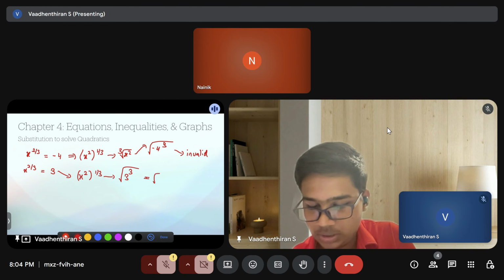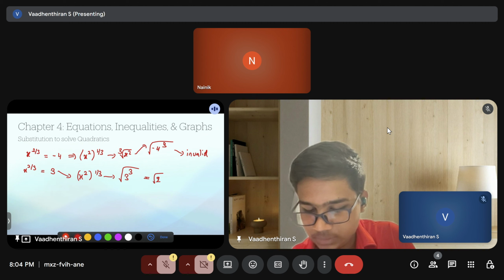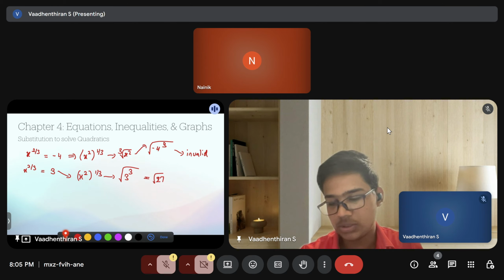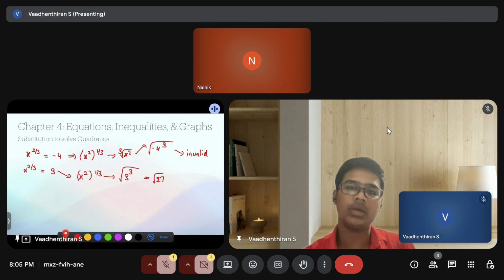Got it? So it will be 3. It should be 27, equal to square root of 27. Yeah, square root of 27 is the answer. So you just exclude this one. So only square root of 27 will be the answer.